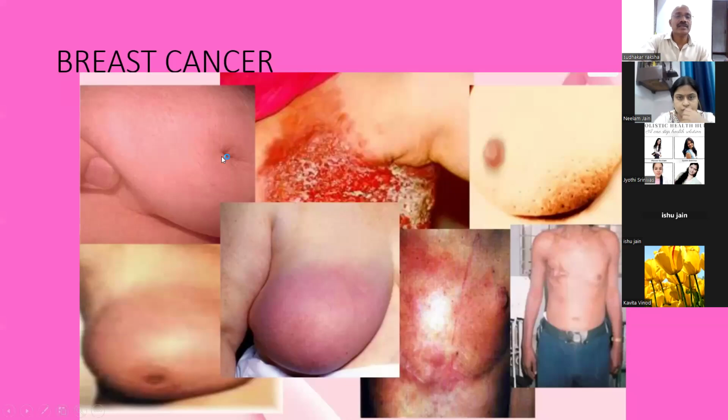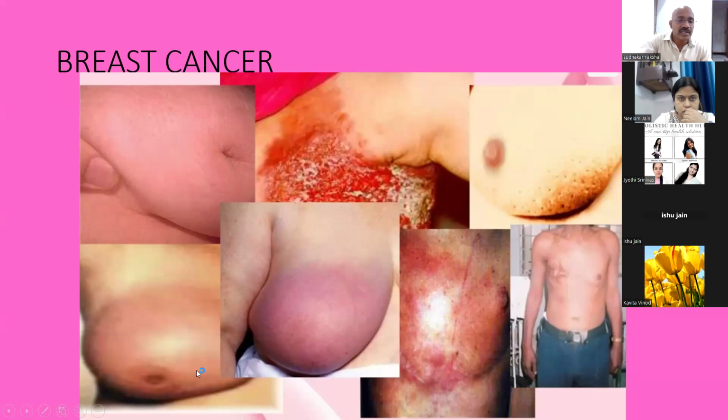Here you can see the retraction of the nipple. It is a sign of breast carcinoma. This is an advanced ulcerated lesion, and this is a peau d'orange appearance of the skin. The skin will appear like orange skin. This is due to infiltration of the dermal lymphatics, and that gives a peau d'orange appearance of the skin.